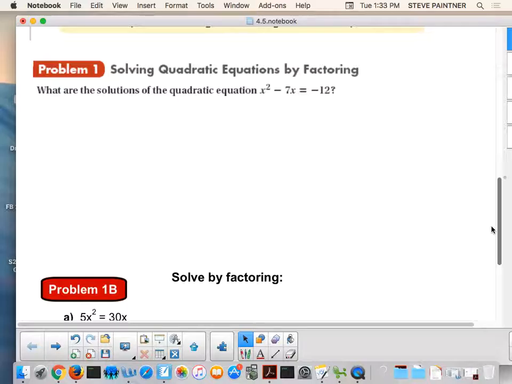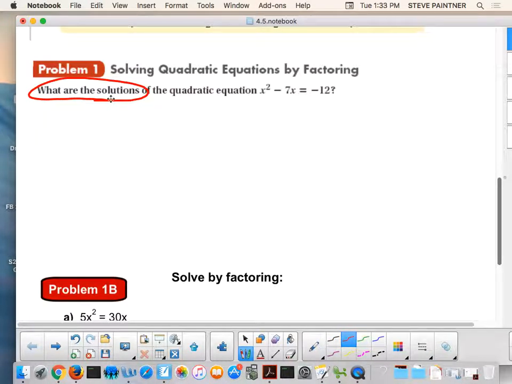Okay, ready? Let's take that problem. What are the solutions of the quadratic equation x squared minus 7x equals negative 12? I'm going to rewrite this. Okay, now your job is this. Put your equation in what form? That's the eventual goal, but the first goal is put it in what form?